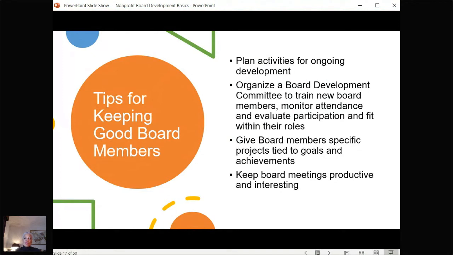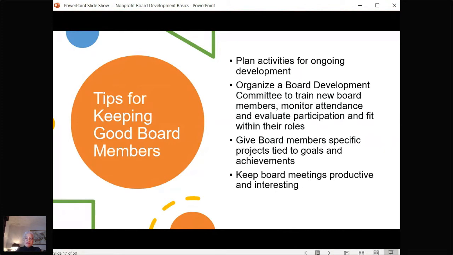You might also want to organize a board development committee. And this committee is meant to train the new board members, onboard them, monitor their attendance, and actually they're monitoring everybody's attendance. You don't want to just keep attendance for new members. You want to have them work with the secretary to monitor attendance and evaluate their participation and help them to fit within their roles. You also want to give board members specific projects tied to goals and achievements that you're looking for, for your organization.